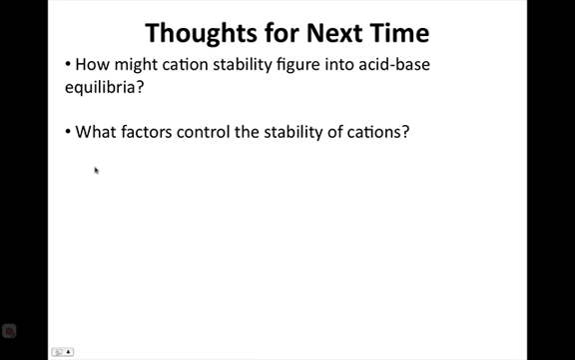And then of course, how do the factors that we've already talked about control the stability of cations? How do they work in terms of fundamental organic chemistry? These are questions we'll visit next time.